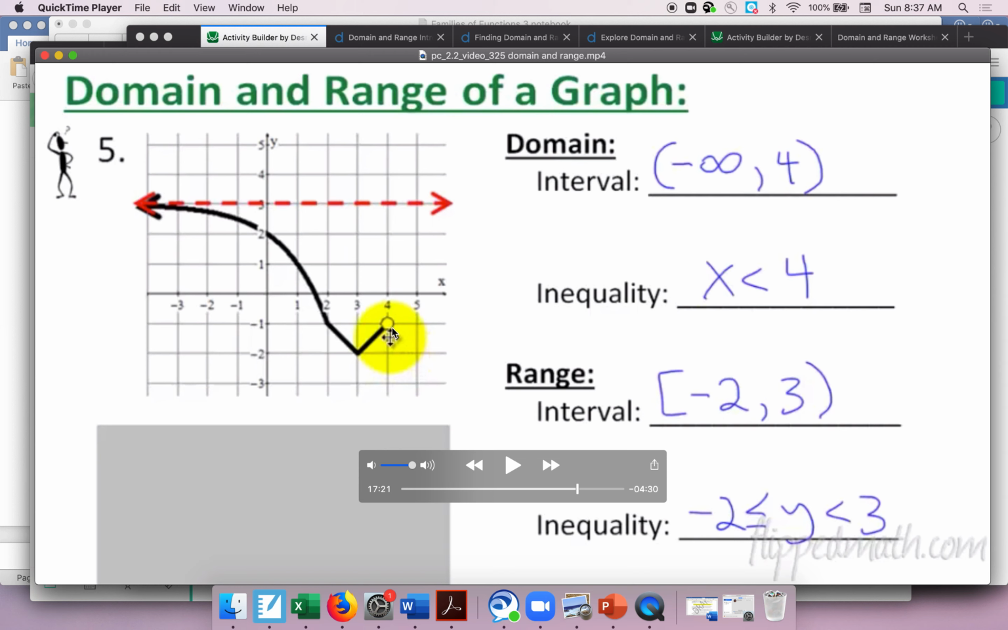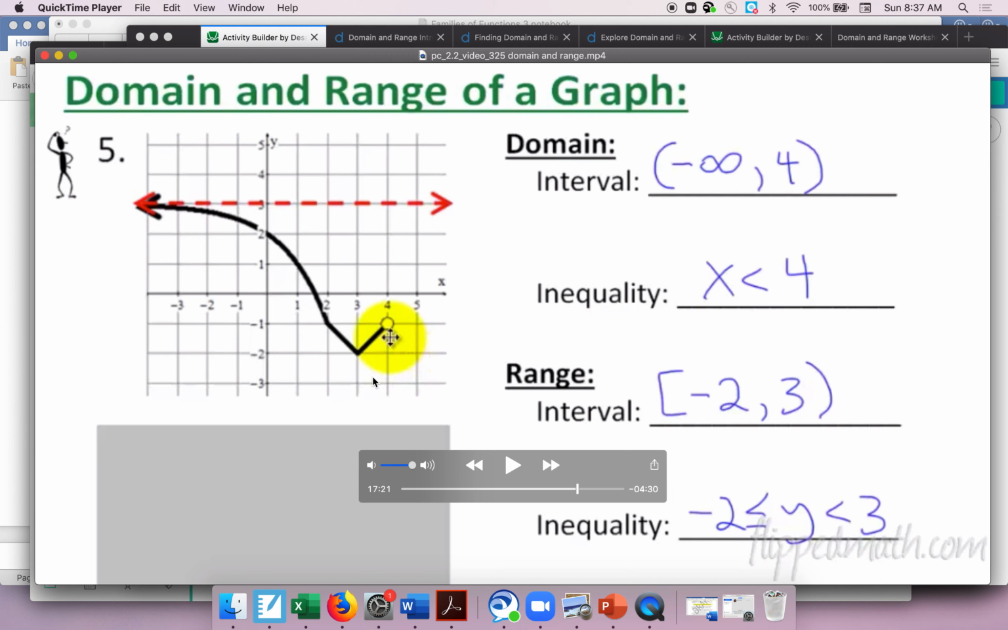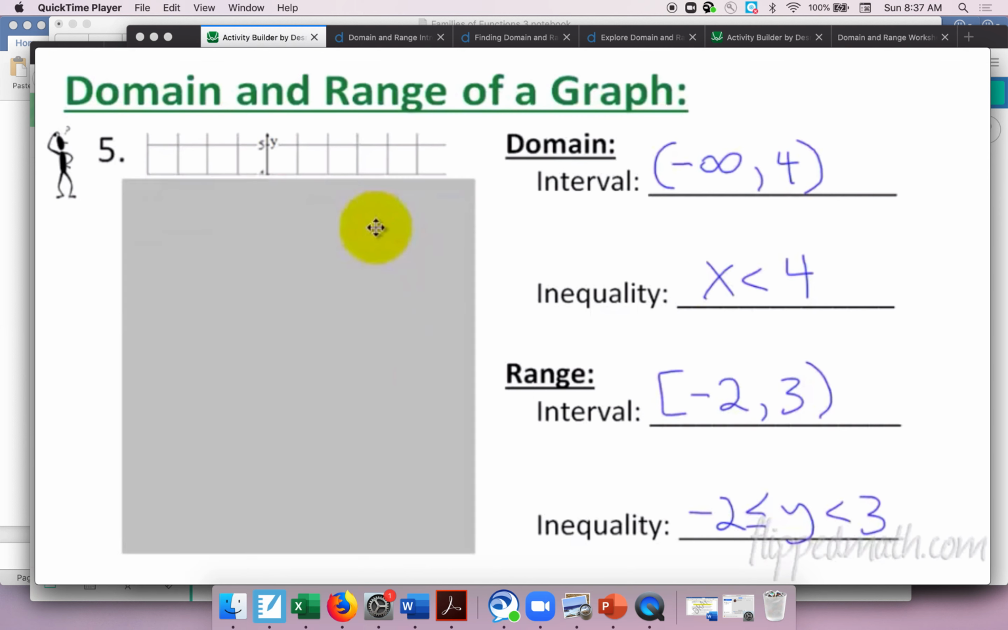The open circle basically looks like a hole. It is a hole. There's no point at 4. But you go up to 4, like 3.99999, close to 4. So you can't just say, I'm going to stop at 3, because everything infinitesimally close to 4, but not including 4, is included. Because it's open.